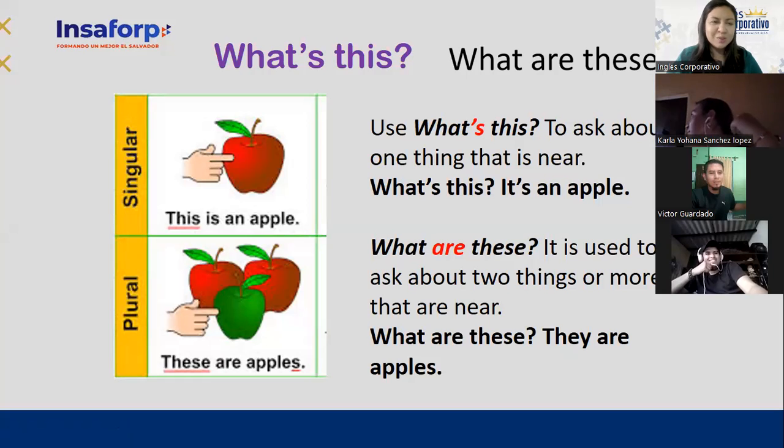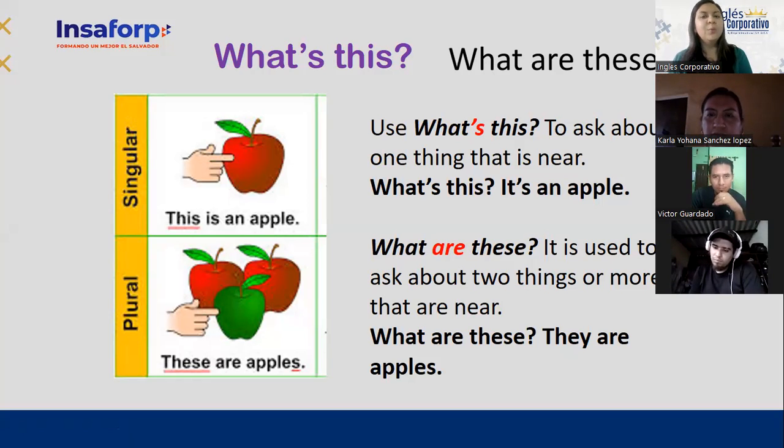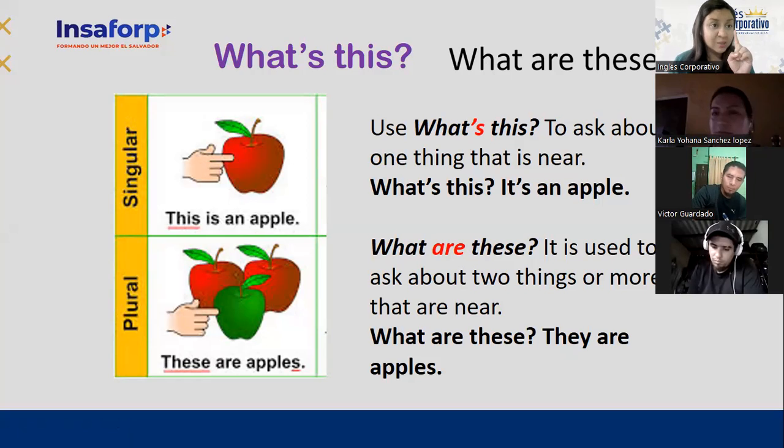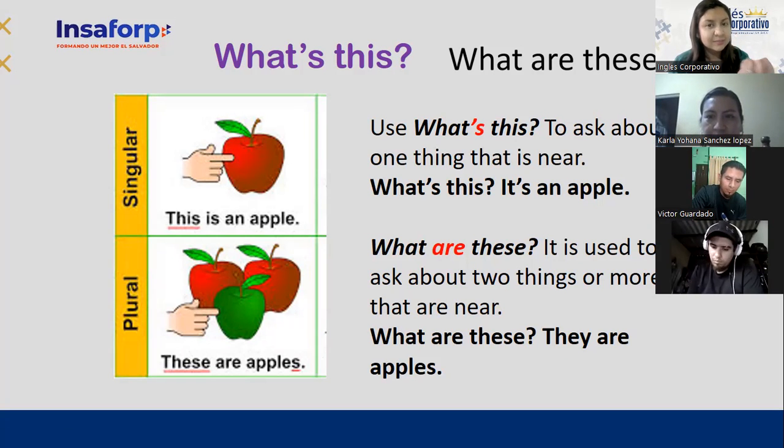Okay, now we're going to learn the use of what's this and what are these. What's this? This is an apple. We use what's this to ask about one thing that is near. Una para preguntar algo que tenemos cerca. Y que es una cosa, es singular. What's this? It's an apple. La tengo, it's in my hands, right? And it's only one.